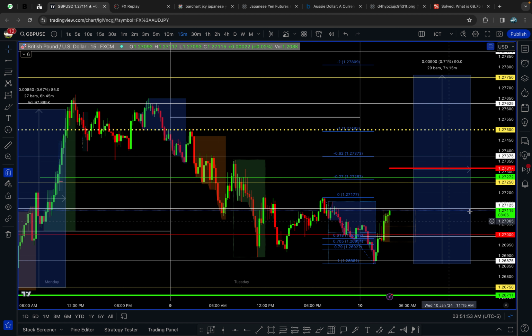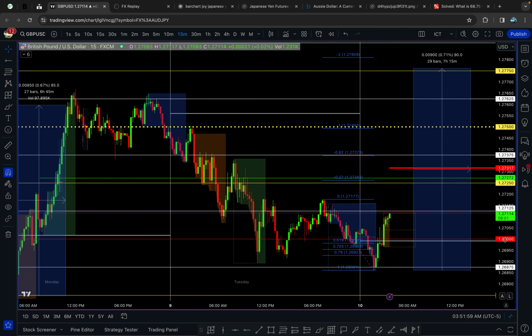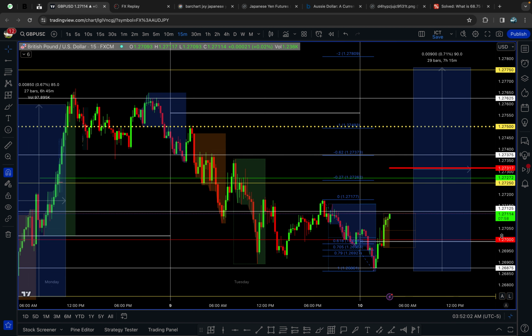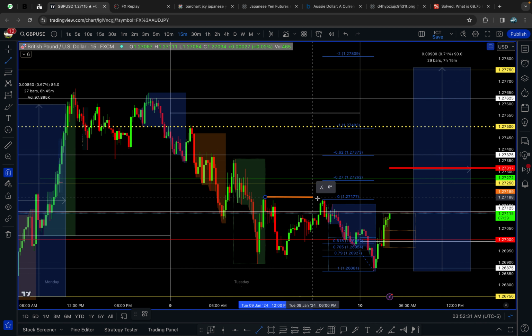up into there, and there is this white level. I call it a half quarter, just because from here to here is a quarter, because 2700 to 27250, that's a quarter level, and so I just call it a half quarter. That's not as strong as this, and you might say, okay, we're headed up to take out all this liquidity right here.